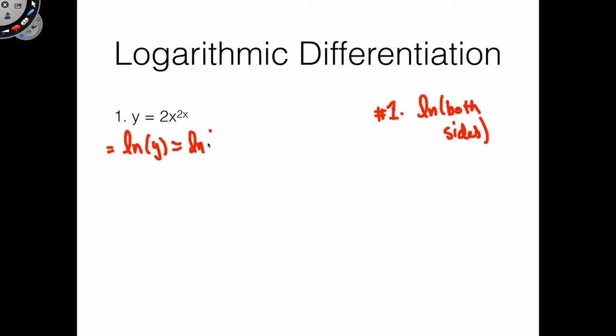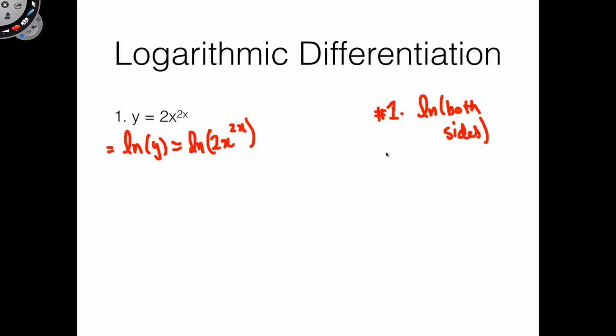All right. So let's start by going ahead and listing our steps out for logarithmic differentiation. Our first step is to take the ln of both sides. We take the natural log of both sides of the equation. So let's go ahead and do that now. So this would be ln of y equals ln of 2x to the 2x power.